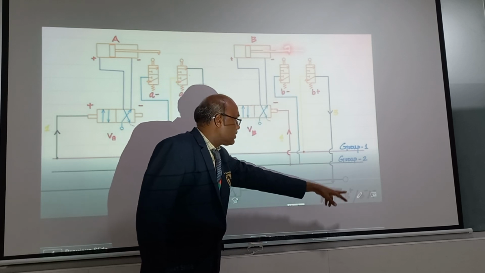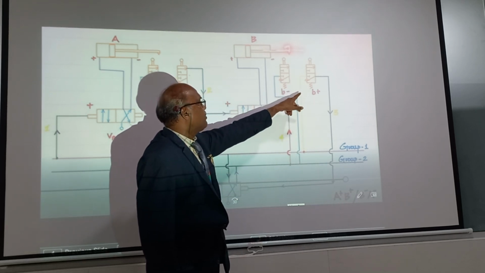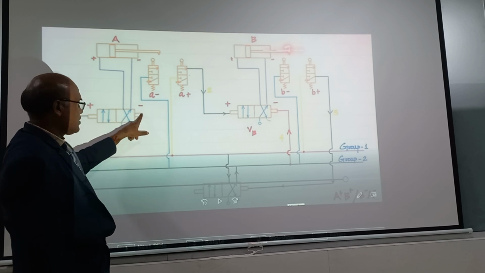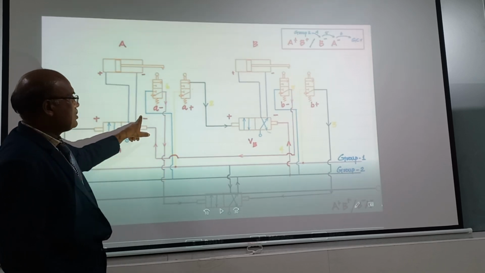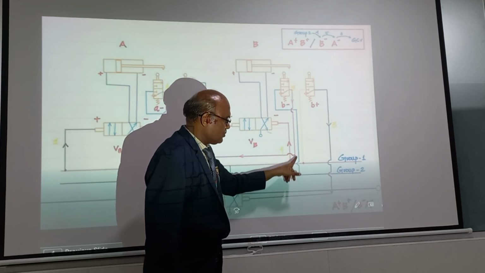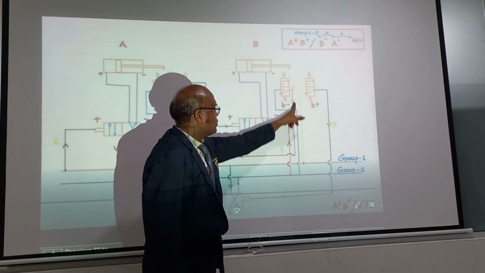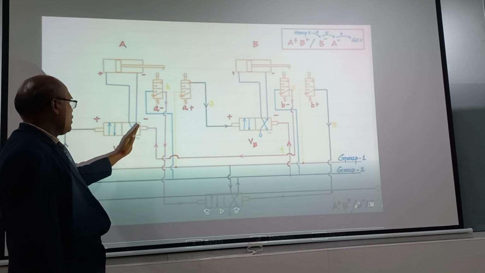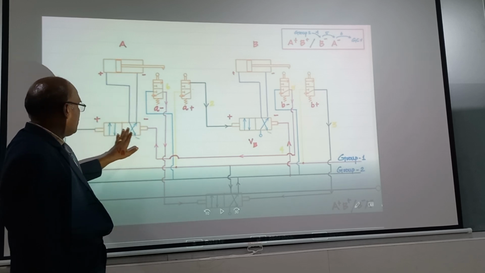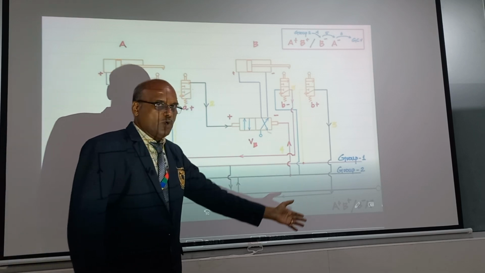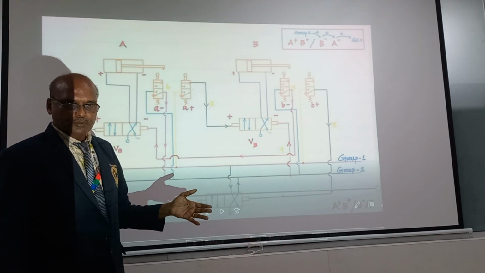So B minus should trigger A minus. You can see the output of B minus should go to A minus here. It has to come to A minus here. So see here, the output of B minus goes to A minus here. So now it is A minus. Now the fluid goes here and this will be retracted back. So A minus occurs.